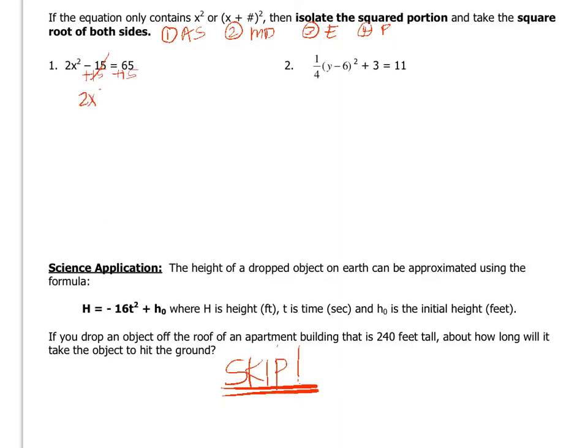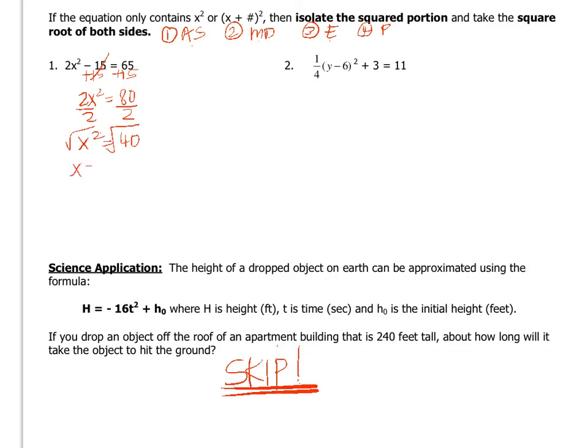So I have 2x squared equals 65 plus 15 is 80. So I did addition and subtraction. Now I'm going to get rid of the multiplication. So multiplying by 2 means to get rid of it, I divide by 2. So I have x squared equals 40. Now I do the exponent. To get rid of a squared, I'm going to square root on both sides.